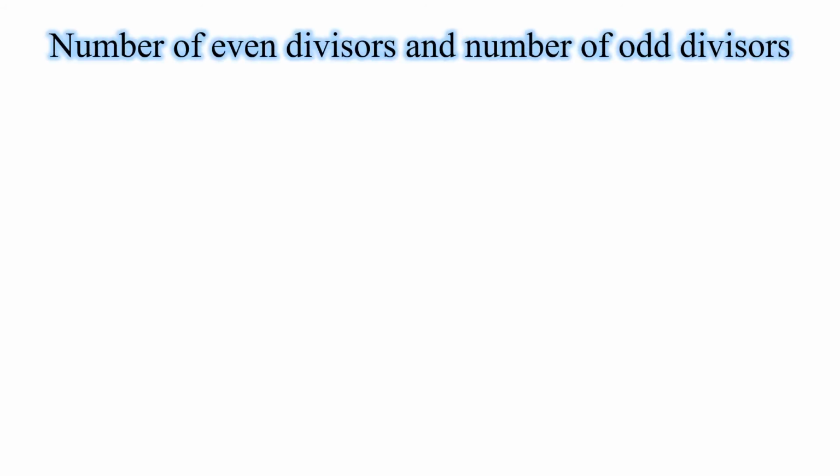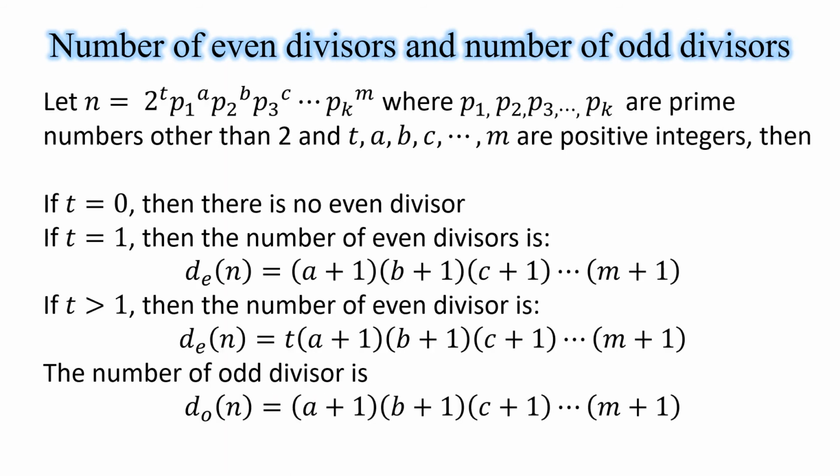How about the number of even divisors and the number of odd divisors for any integer n? Let n be equal to 2 raised to t times p sub 1 raised to a times p sub 2 raised to b times p sub 3 raised to c. The pattern continues until p sub k raised to m. In here, p sub 1, p sub 2, p sub 3 until p sub k are prime numbers other than 2. And t, a, b, c until m are positive integers.